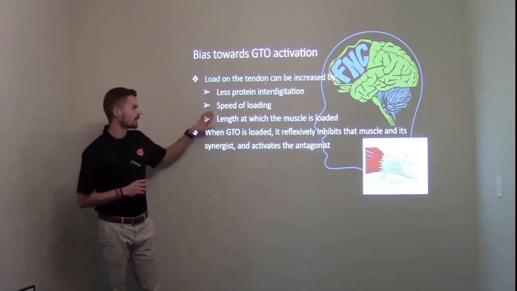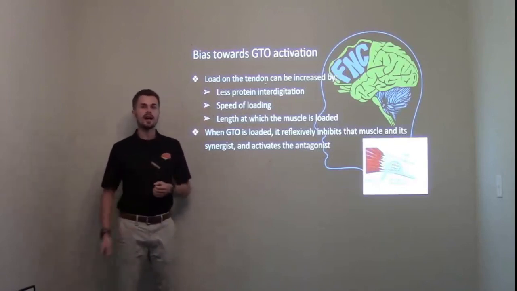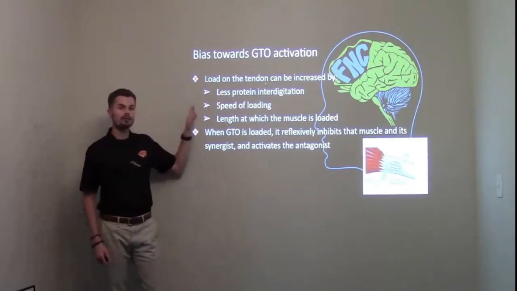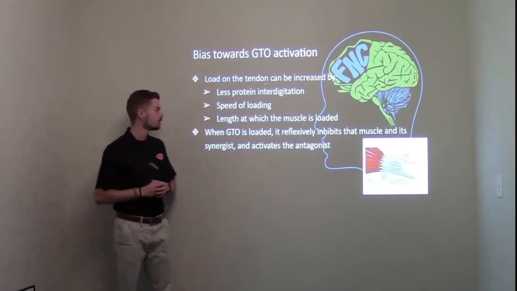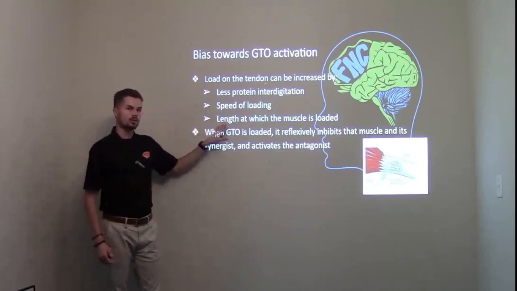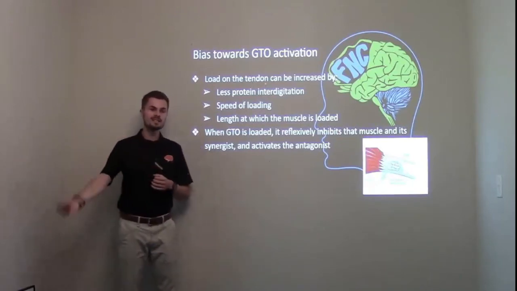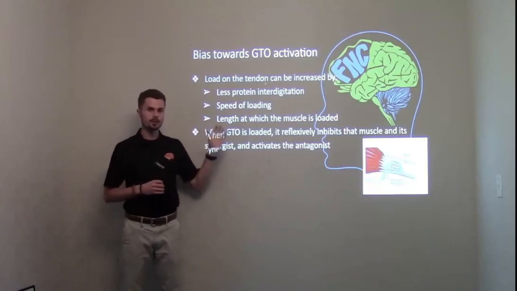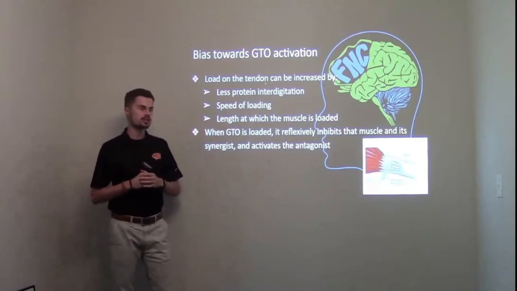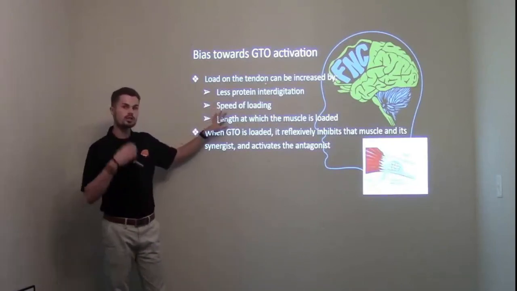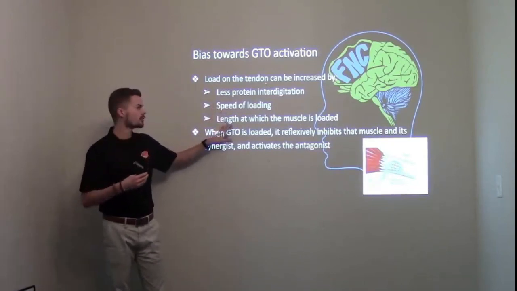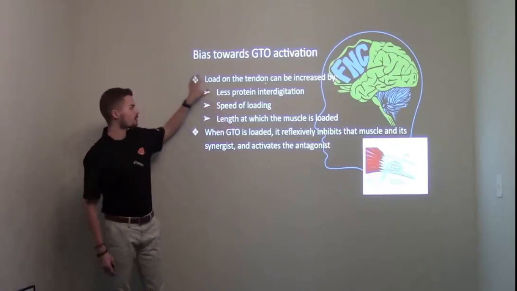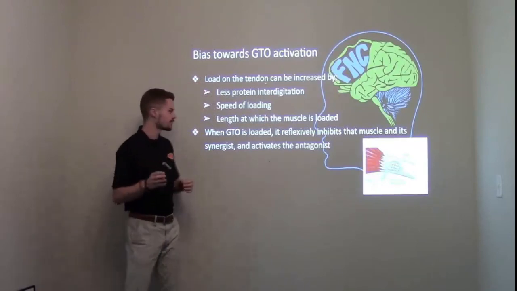Speed of the loading. Okay, so the faster or the more speed I have in stretching my muscle or moving my joint, the more load you're going to have on the tendon and the more 1B afferentation. The length at which the muscle is loaded. Okay, so if you load a muscle in a lengthened state, you're going to have more Golgi tendon organ activity. Okay, so you can actually bias your adjustments. You can do the adjustments faster, in a more rapid way, and you can adjust in different lengthening states of that joint to bias the 1B activity. And we're going to dig a little bit deeper into this in just a bit as well.